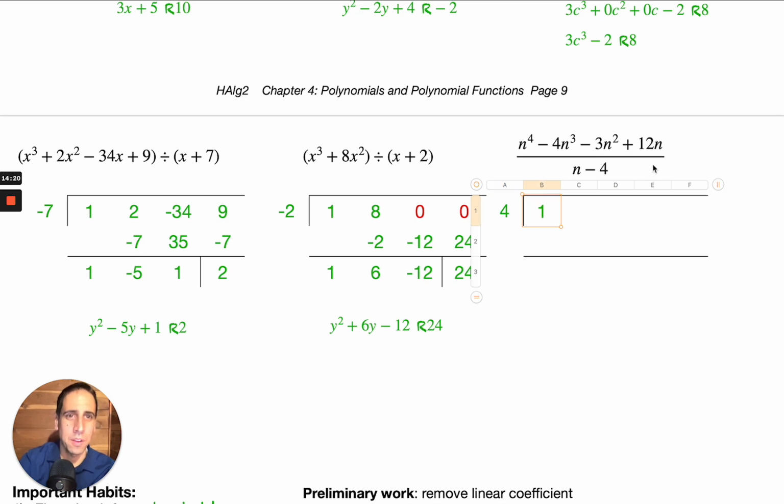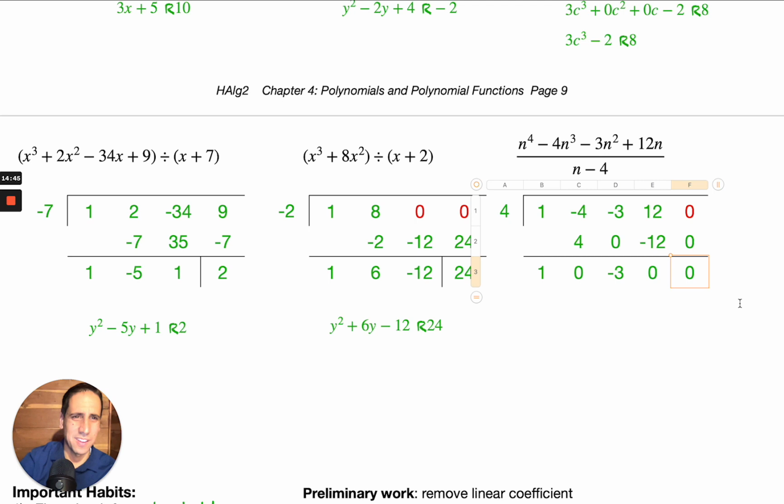So it's going 1, negative 4, negative 3, positive 12, and our placeholder of 0. Let's go vertical, add. We get 1, multiply, add, multiply, add. 4 times negative 3 is negative 12. When we add them, we get 0. And then 4 times 0 is 0. And when we add, we get 0. There's a whole bunch of zeros here.